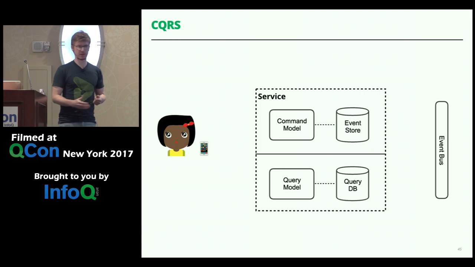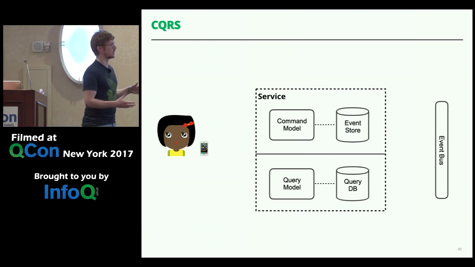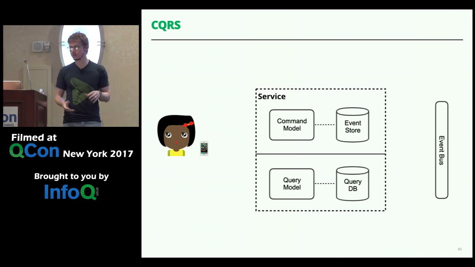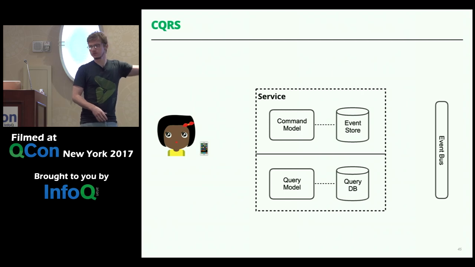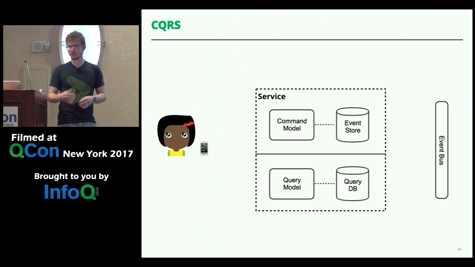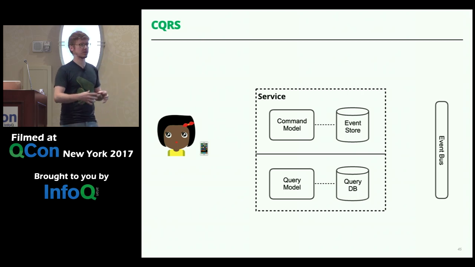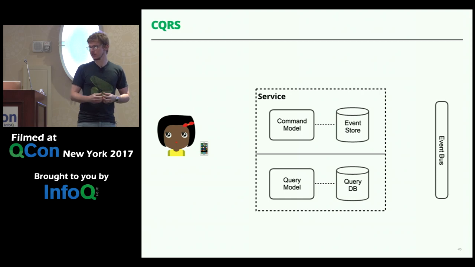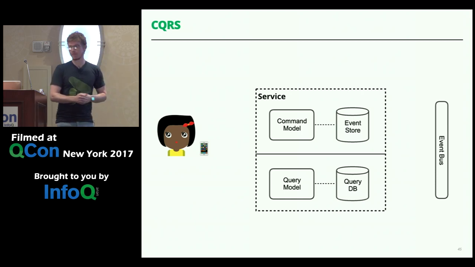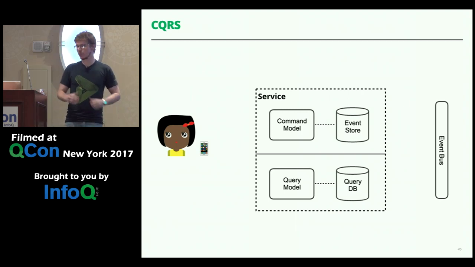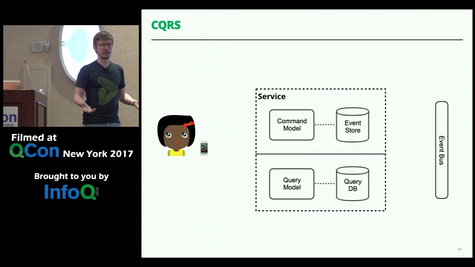So a typical CQRS application would look like this. Let's imagine that we have a service here. On the top, we have the command model. The command model usually contains an aggregate. We try to model our services around a single aggregate, and we call it a bounded context. And it's connected to an event store. On the bottom, we have the query model, which is connected to a query database. And the query database is a denormalized database optimized for search.